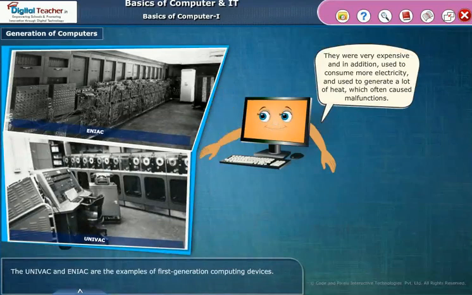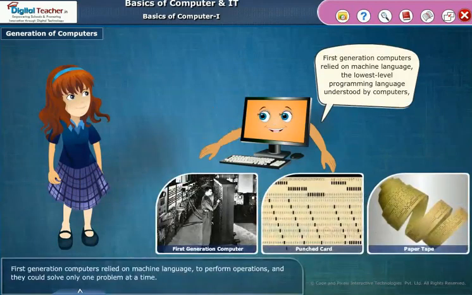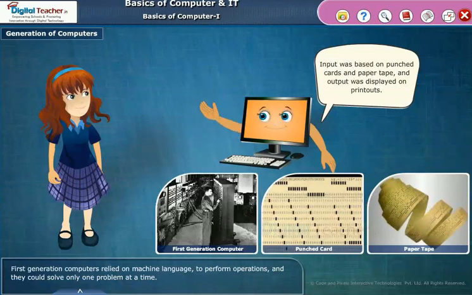They were very expensive and in addition used to consume more electricity and used to generate a lot of heat, which often caused malfunctions. The UNIVAC and ENIAC computers are the examples of first generation computing devices. First generation computers relied on machine language, the lowest level programming language understood by computers, to perform operations, and they could only solve one problem at a time. Input was based on punched cards and paper tape, and output was displayed on printouts.